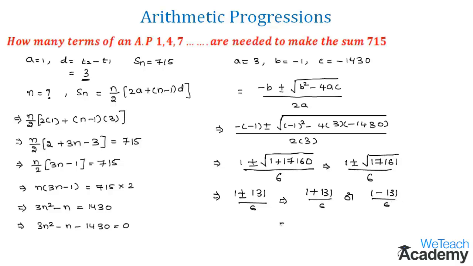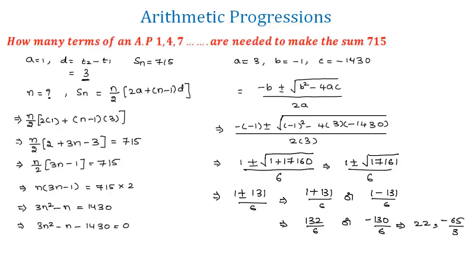So on adding 131 and 1 in the numerator, here we get 132 divided by 6. And coming over to here, if we subtract 131 from 1, we get minus 130 divided by 6. So therefore, we get the value of 132 divided by 6 as 22, and we get the value of minus 130 divided by 6 as minus 65 divided by 3. As here, the number of terms cannot be minus 65 divided by 3, as this is a fraction. So the required number of terms would be 22.